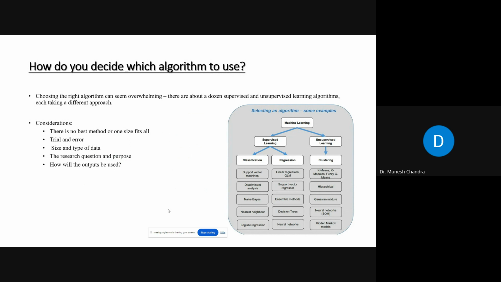So how do you decide which algorithm is best? As we have seen, in machine learning we have supervised and unsupervised learning. In supervised we have classification and regression, and in unsupervised we have clustering. So we need to know when to do classification, regression or clustering, and what algorithms are used for each.